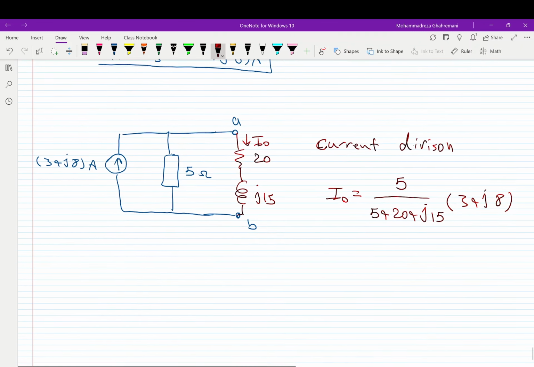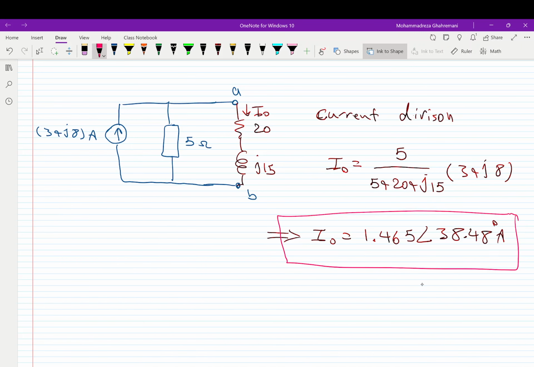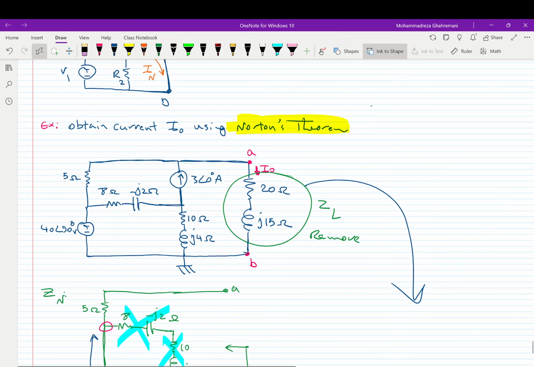Okay, so the result IO is equal to 1.465 with the angle 38.48 degrees amp, and this one is the final answer.